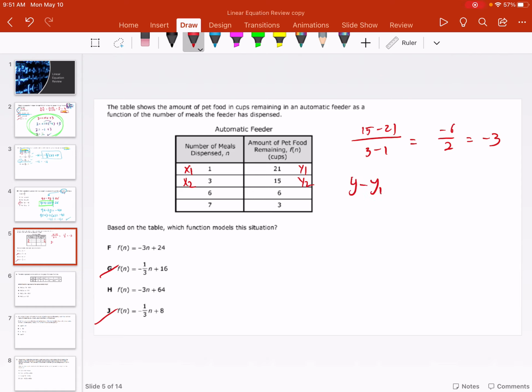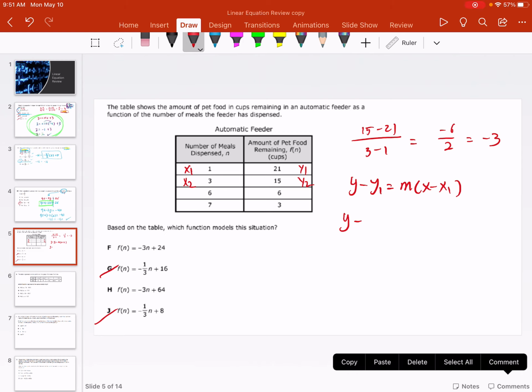And then you have to use the slope, this one, and then find everything, right? Like y minus, let's say y1 is what? 21 equals -3 times x minus x1, which is 1, right? So if you do it, negative 3x plus 3, and if you do plus 21 on both sides, you will get negative 3x plus 24. So that.